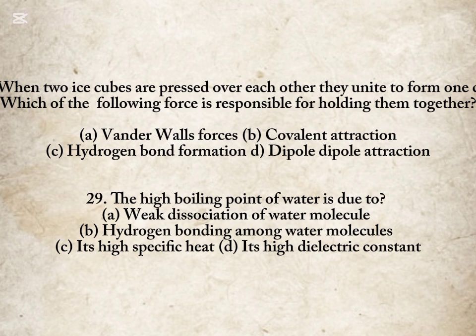Hydrogen bond formation. 29. The high boiling point of water is due to A. Weak dissociation of water molecule. B. Hydrogen bonding among water molecules. C. Its high specific heat. D. Its high dielectric constant. The correct option is B. Hydrogen bonding among water molecules. 30.